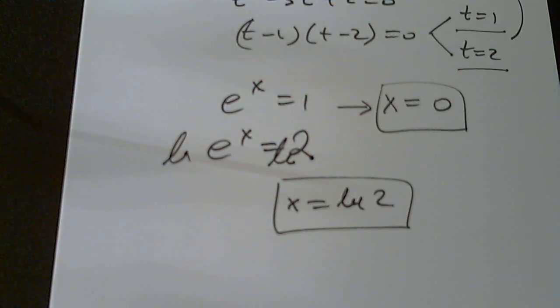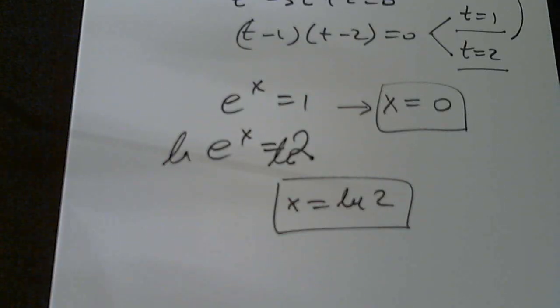E to 0 is 1. So we exhausted all possibilities for exponential equations. The easy ones with the same base on both sides, and the not so friendly ones with either factoring or applying log to both sides, and or simplifying, or millions of steps. We exhausted all possibilities for exponential equations.